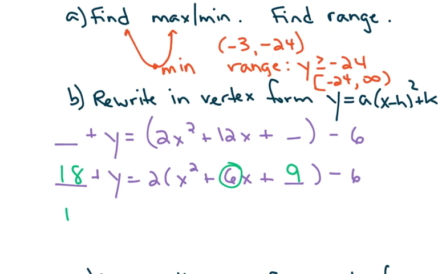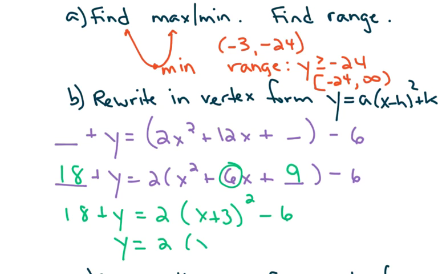The reason we created a perfect square trinomial is because it's easily factored into something squared. It's factored into x plus 3 squared. And then all I have to do is subtract the 18 from the right-hand side, and I get a negative 24. And there's my vertex form.